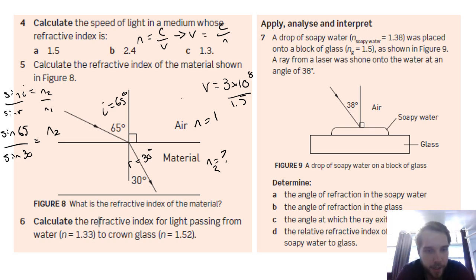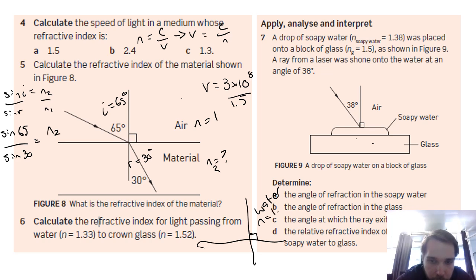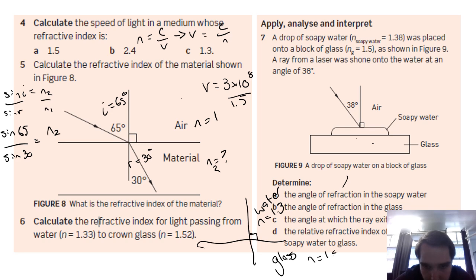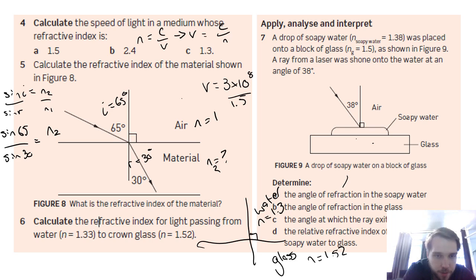Calculate the refractive index for light passing from water into glass. We don't have the drawing here. Again, I can't stress it enough: draw the problem for yourself. So we've got two different mediums. I'm going to draw that line of normal. We've got it going from water, so this is water, and again, that's a constant, n is equal to 1.3. We've got it going into glass, n is equal to 1.52. We're told that. Sometimes the question will give it to us. Calculate the refractive index for light passing from water to crown glass.